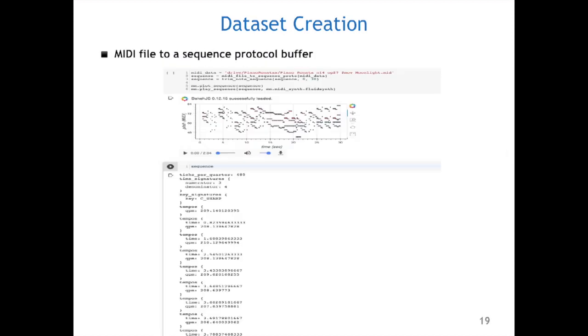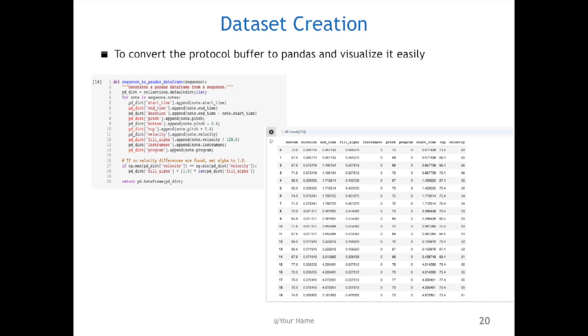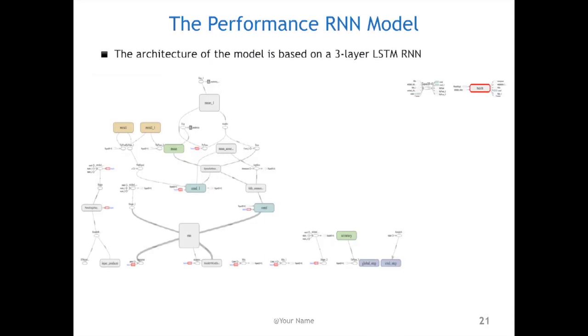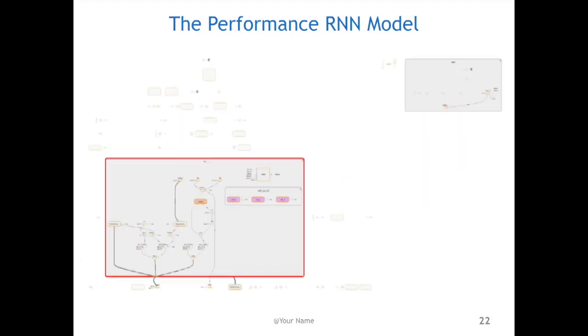Here we can see a MIDI file converted to a protocol buffer. I also converted the protocol buffer to pandas to visualize it better. Here we can see all the columns with the data we're keeping for the melody. The Performance RNN model. The architecture of the model is based on a multi-layer LSTM RNN. Here we can see the three layers.